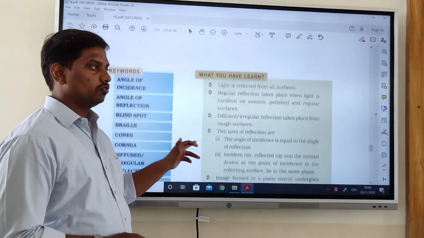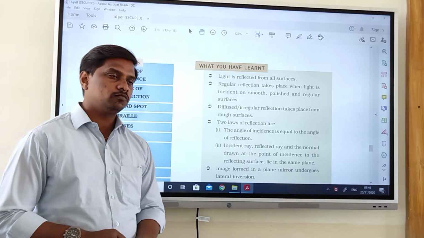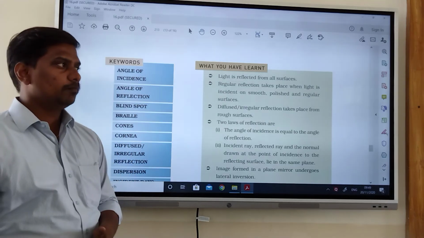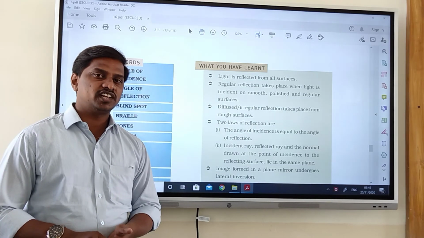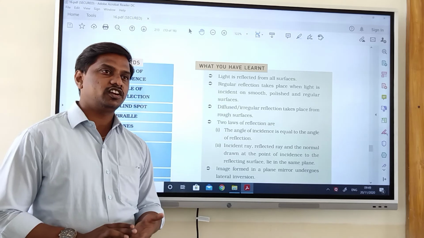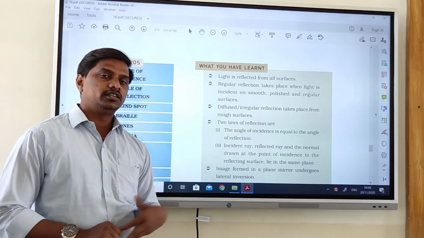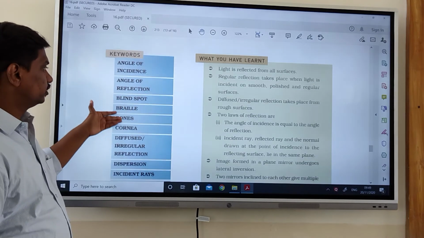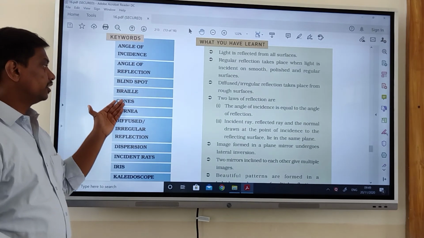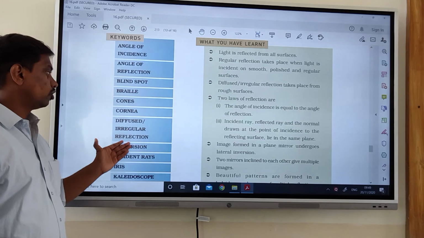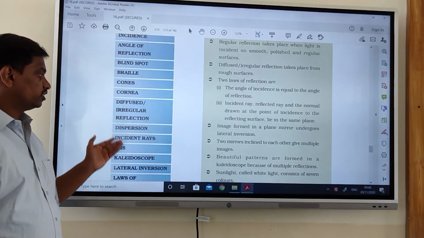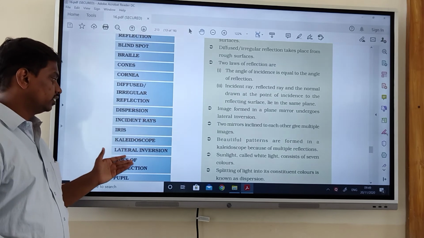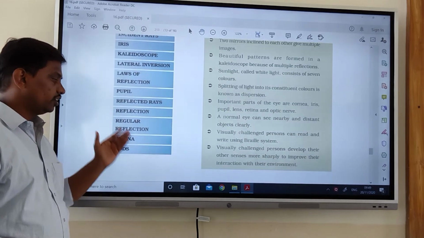So this is what we have in this chapter, that is light. In this chapter we have seen different topics: different types of laws of reflection, regular reflection, irregular reflection, and here we have seen angle of incidence, angle of reflection, and concepts like cones, cornea, dispersion of incident rays, iris. So like this we have seen the different topics in this chapter.